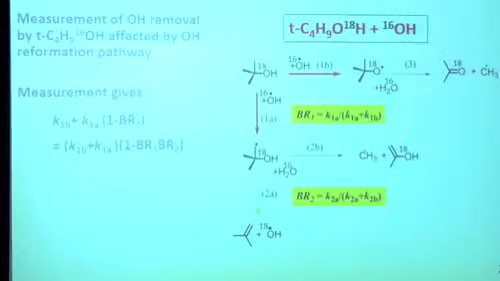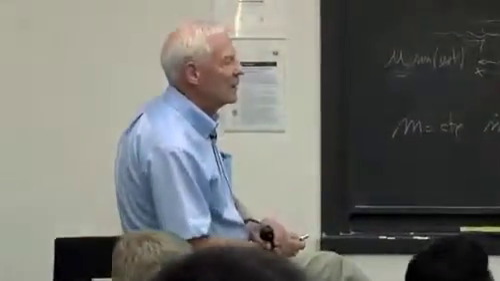So what does that mean? That means you buy some tert-butanol that's got an O18 here. Does O18 absorb at the same place as O16? The spectrum is going to be shifted a little bit. So if we park our laser and we look at O16, we're not going to see that reformed O18.